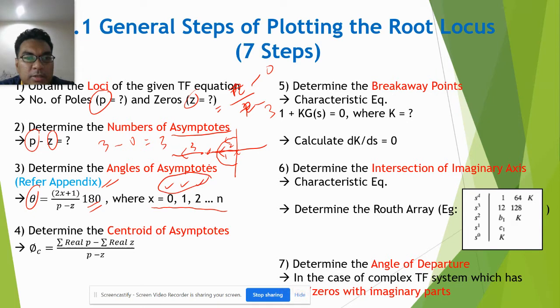This is considered as a 3. Okay, so we will get different angles based on this x value. Okay, the next one is to determine the centroid of asymptotes.